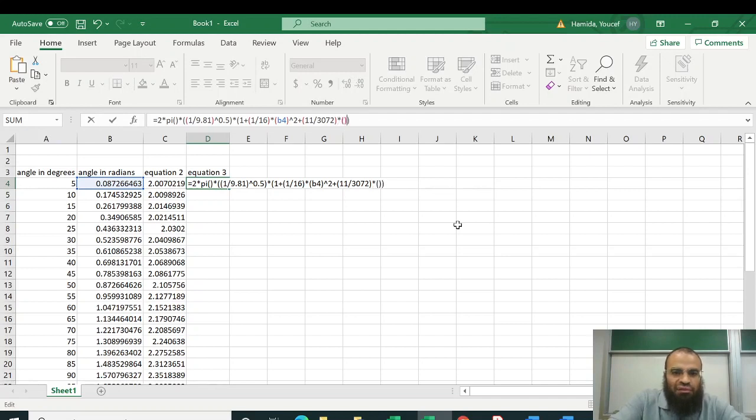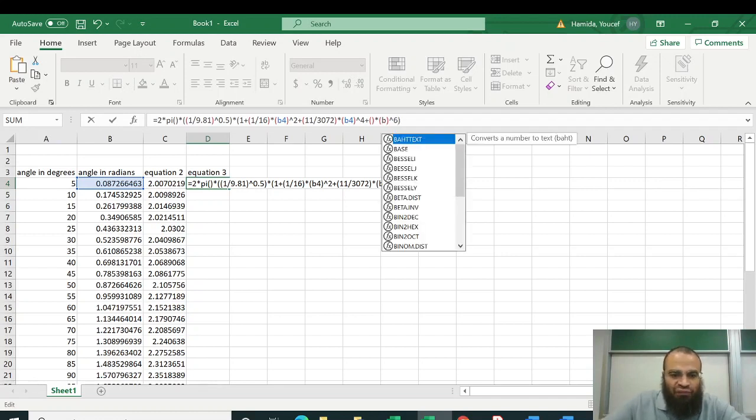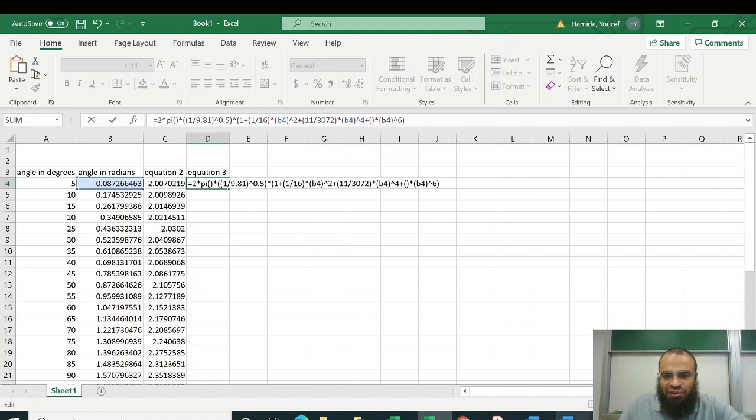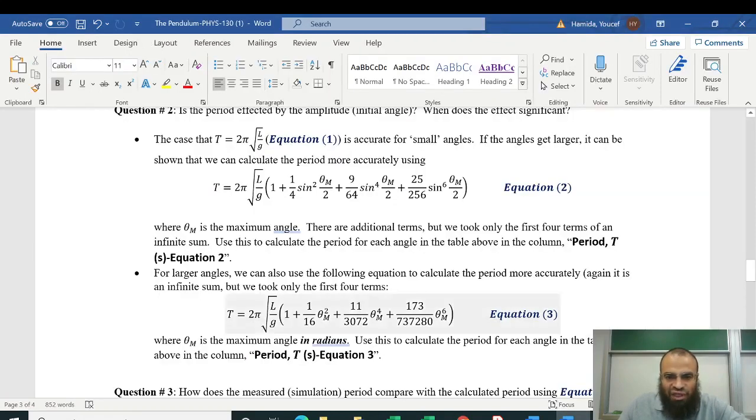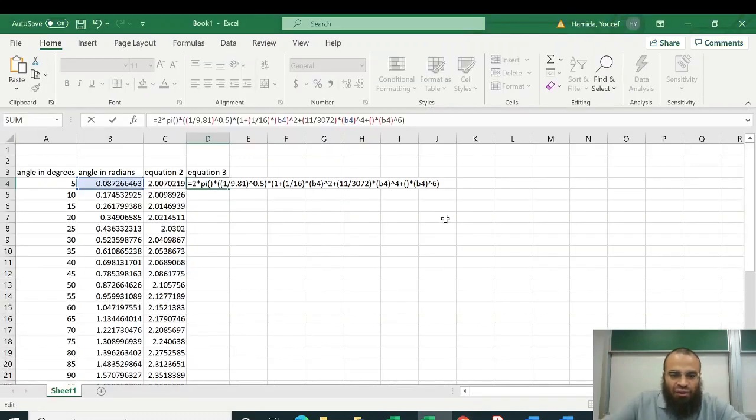Times B4 to the 4th power, and then plus something times theta to the 6th power, I think the other one, to the 6th power, and so it is B4, but what's in front of it? It's some large number. 173 over 737,280. Okay, hopefully this works.